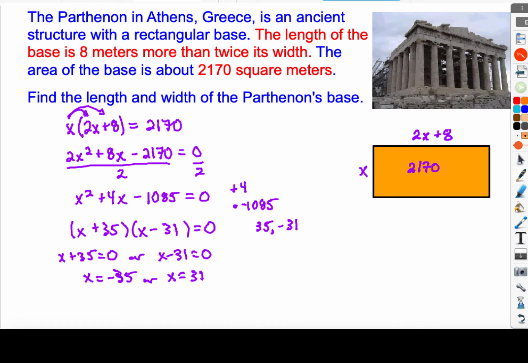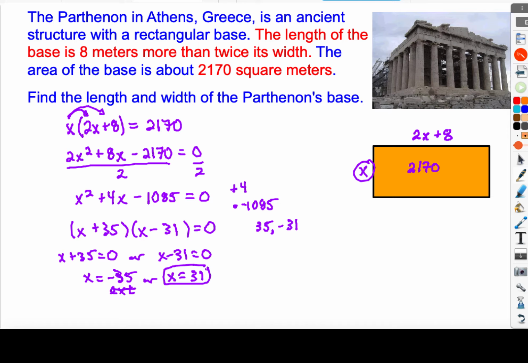Now, because x is the side length, the width, it definitely can't be negative 35. So what we call this is extraneous. It's an extraneous solution. Not going to work. Doesn't make sense in the real world. Won't work with our answer. So our answer is going to be 31.